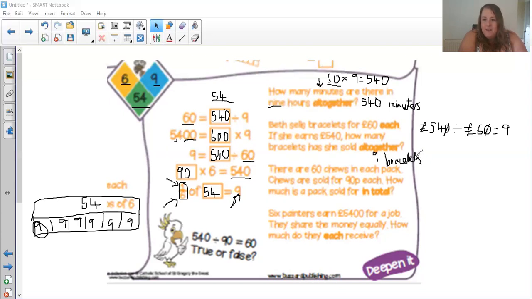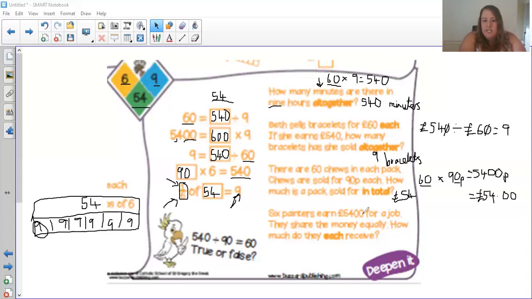B-R-A-C-E-L-E-T-S. Almost there. There are 60 chews in each pack. Chews are sold for 90 pence each. How much is a pack sold for in total? So if I've got 60 chews and they're sold for 90 pence each, it's asking you what 60 times 90 is. So 6 times 9 we know is our 54. This number has been multiplied by 10, which I'll multiply by 10, and this number has been multiplied by 10. So it's 5,400 pence. And if I convert that, it would be 54.00 pounds.